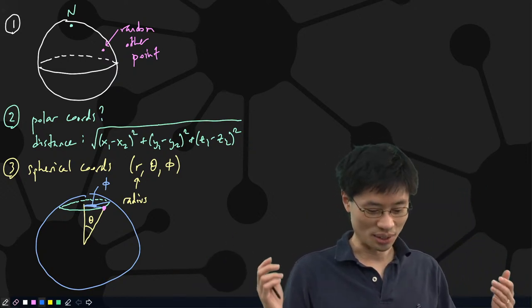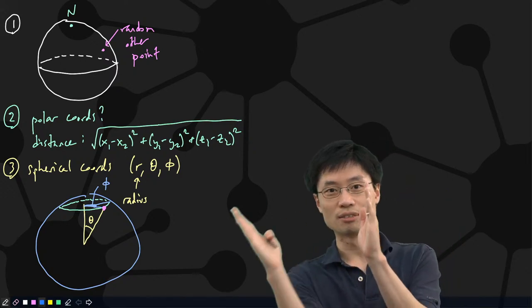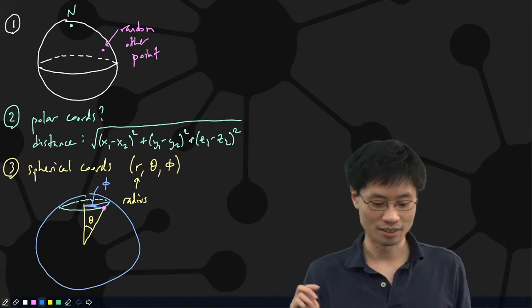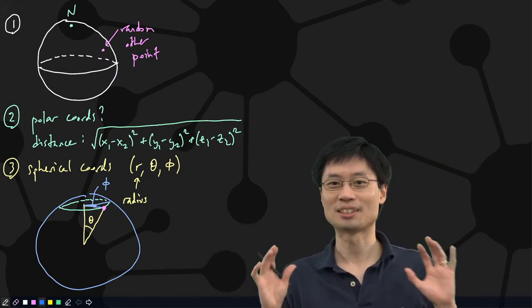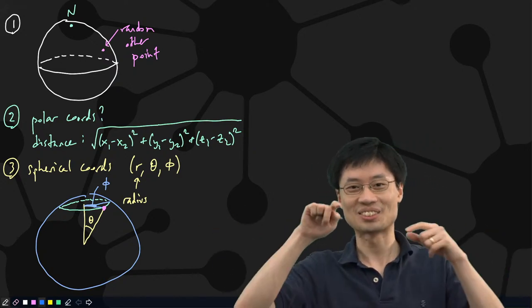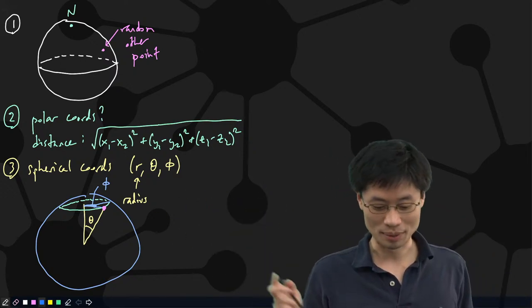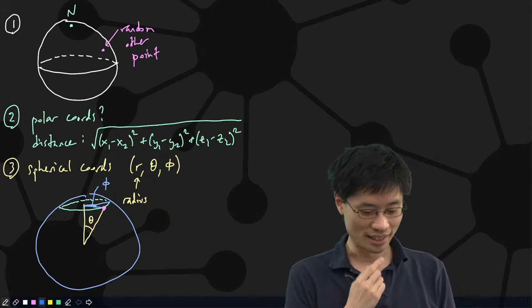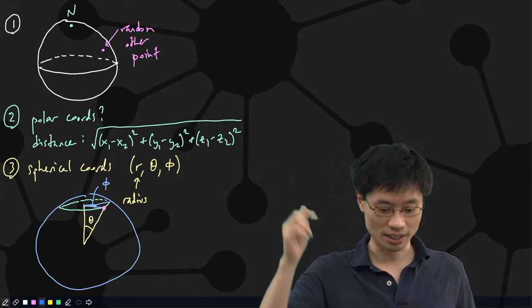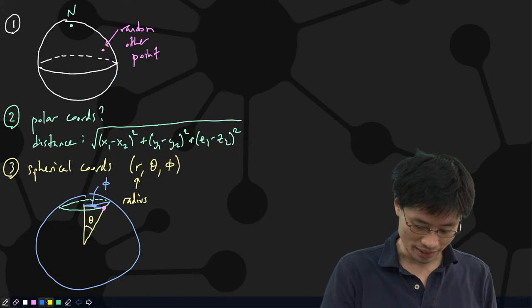It's like your theta is telling you how much down from the North Pole you're going, and for the phi, you have to decide what the East Pole is. It's funny, the Earth doesn't have an East Pole, but you sort of go, yeah, that direction, maybe the x-axis, and then you go some angle, and that will tell you the phi. And the r is how far it is along that eventual line. I guess the r is this.